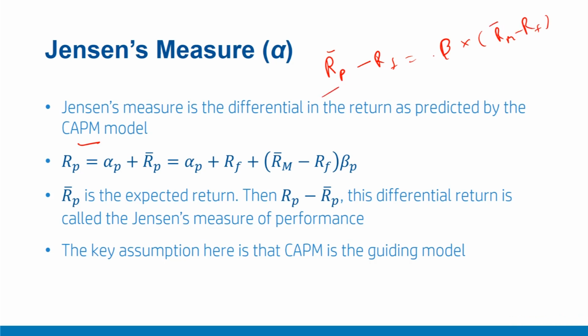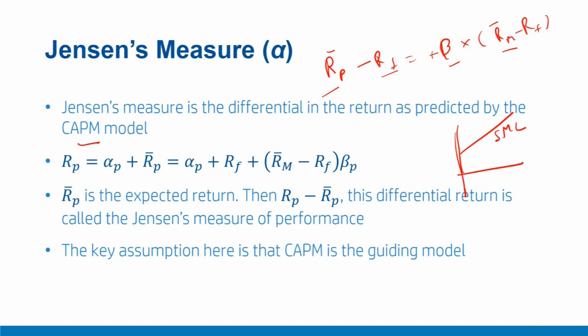RP bar is the expected return on security or portfolio, while RM bar is the expected return on market, beta is the sensitivity towards market, and RF is the risk-free rate. If we run this kind of regression model, we are expecting to obtain the SML, this SML line.